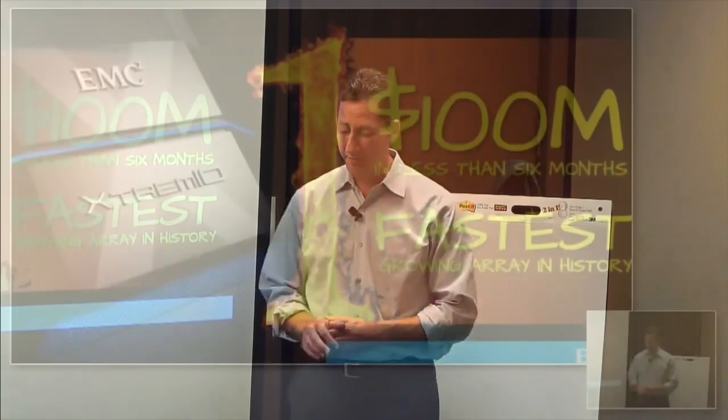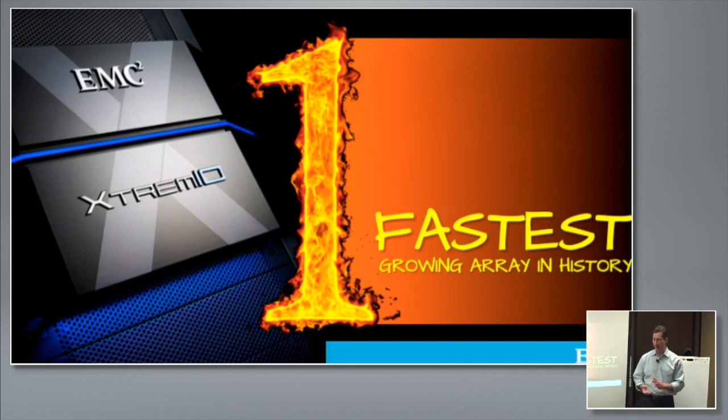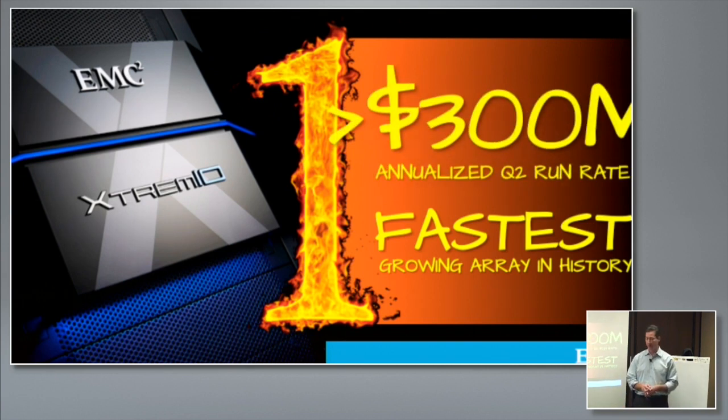I will only spend a minute boasting a little bit about what we've done with XtremIO. The product came to market in the middle of Q4 last year, and in a very short time we crossed 100 million in sales. Took us less than 6 months. We've continued to accelerate from there, and in our second full quarter of availability we hit a greater than $300 million annualized run rate. So the product has been accepted by the market very quickly and is growing very fast.